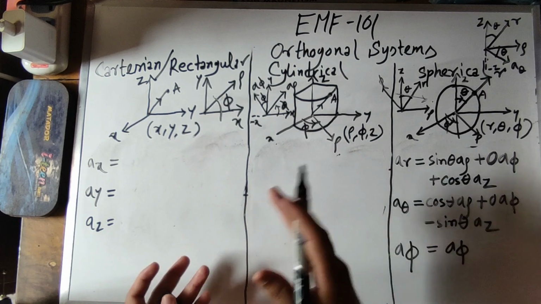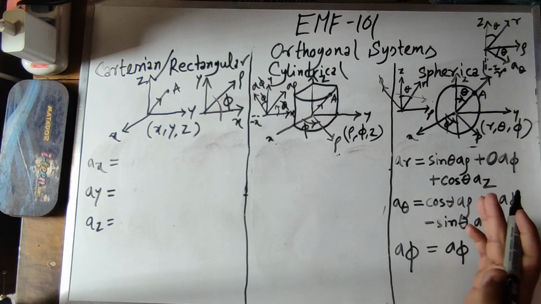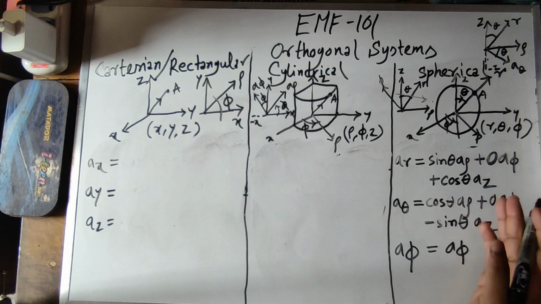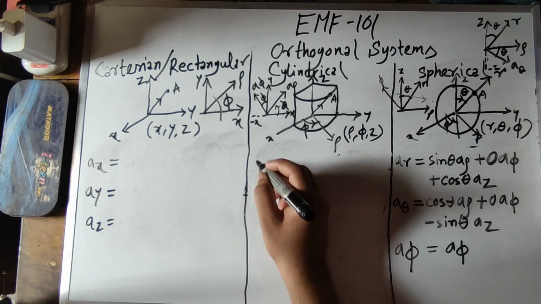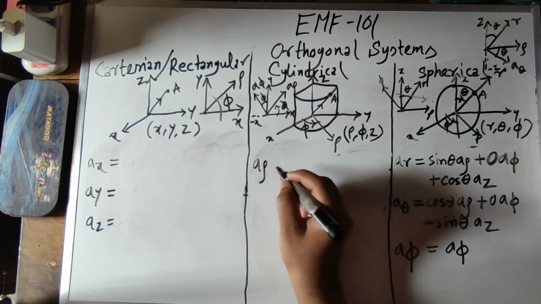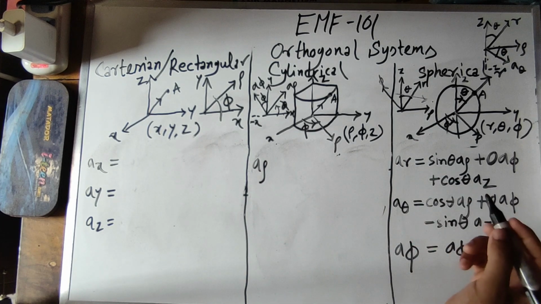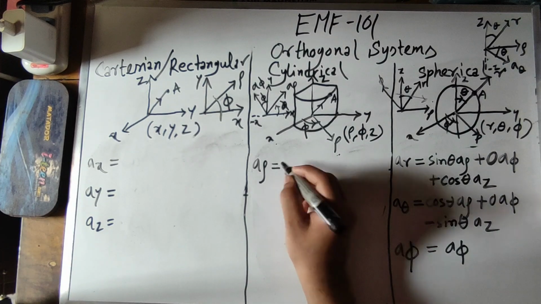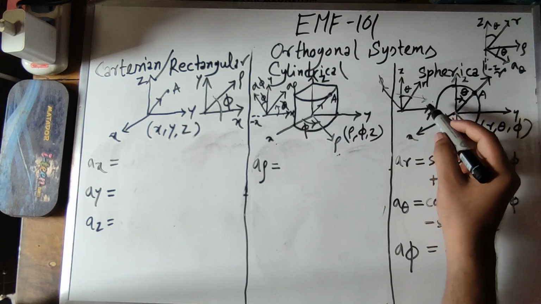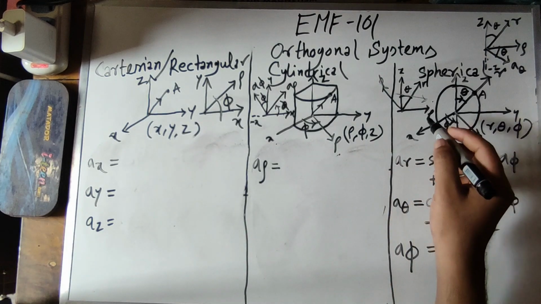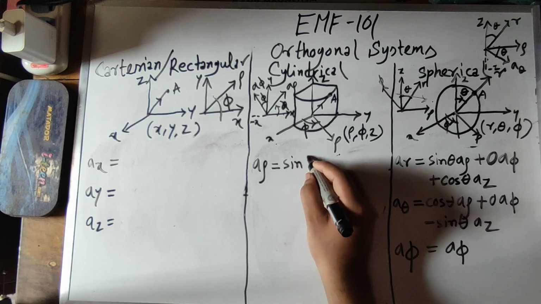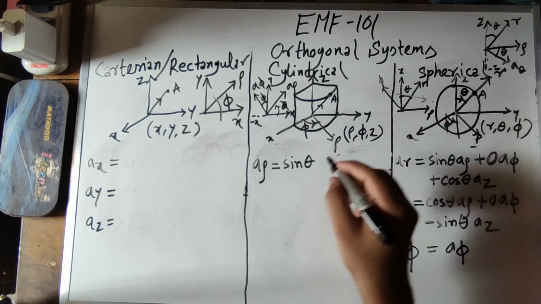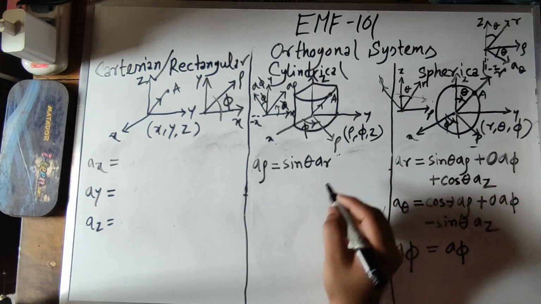Now if we convert a vector in spherical to a vector in cylindrical, how would it look? So the unit vector a rho in terms of r, theta, phi: from here we can say a rho has sine theta component in the direction of r, so sine theta a r.